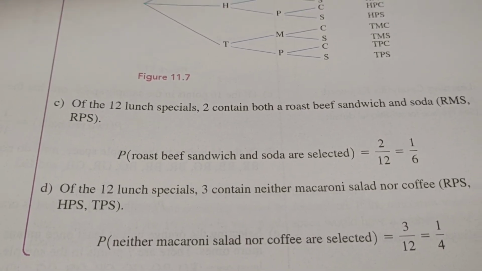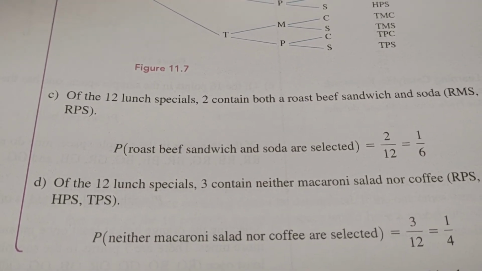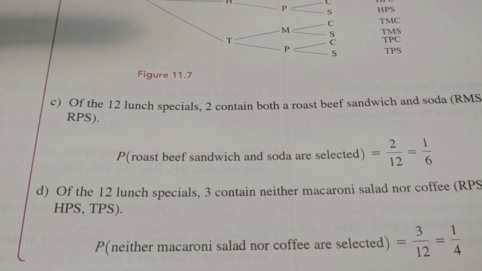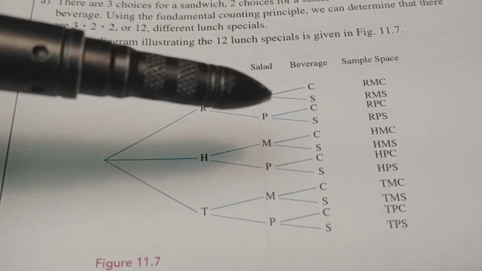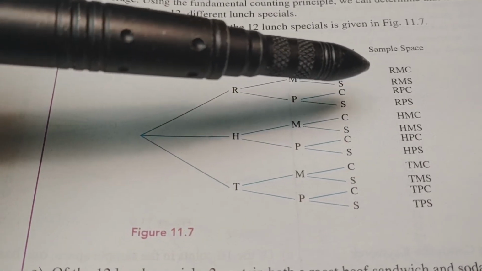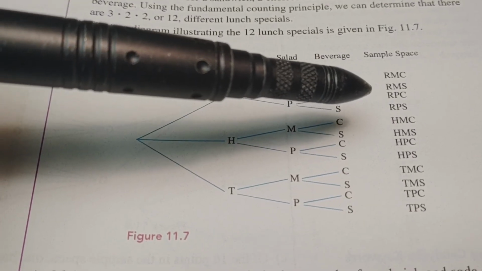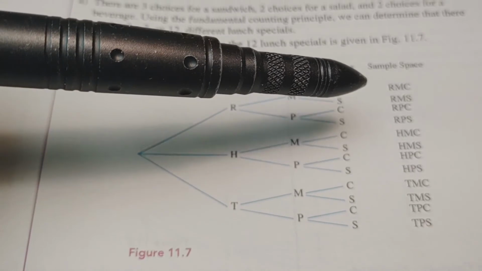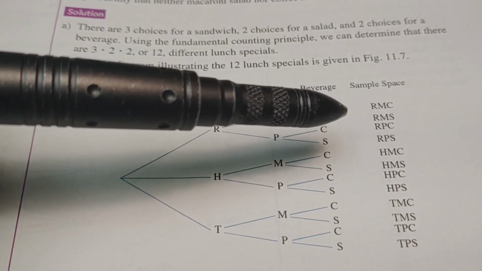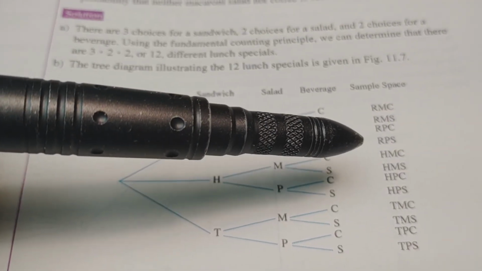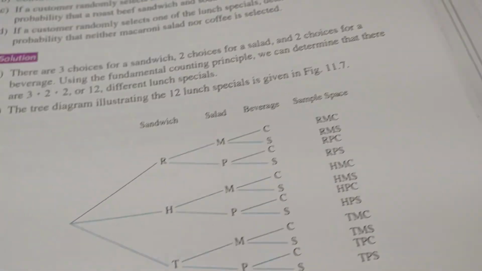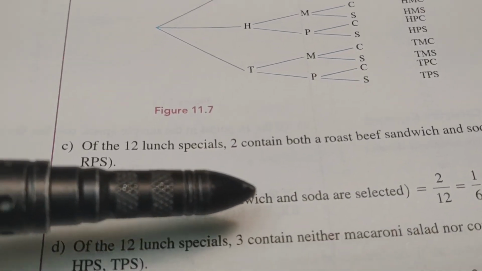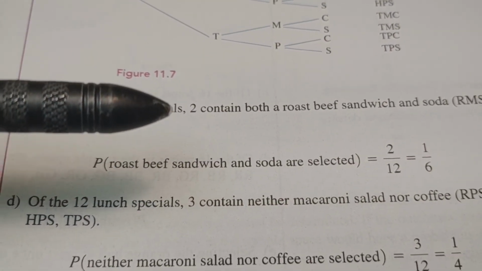For letter C, we're looking for a roast beef sandwich and soda selected. So we're looking for roast beef and soda. So there's 1. And let's see here. There's roast beef and soda. There's roast beef and soda. So there's only 2. So 2 out of 12 is 1 out of 6.